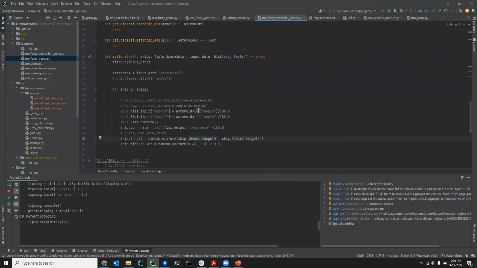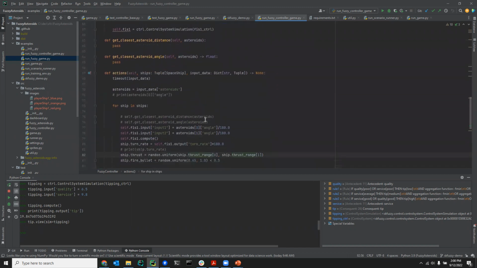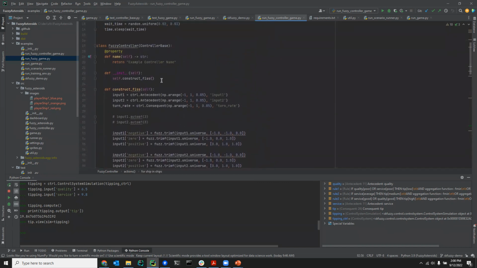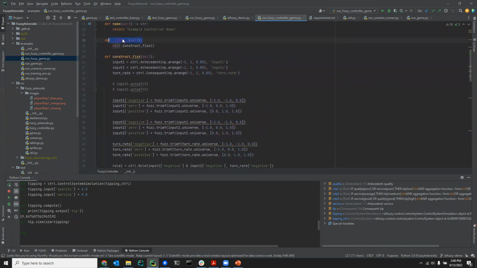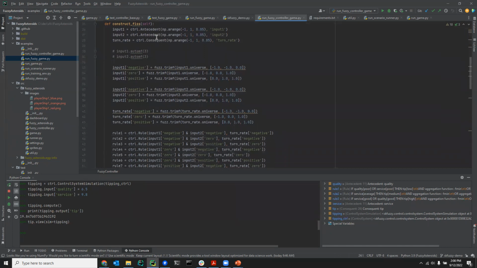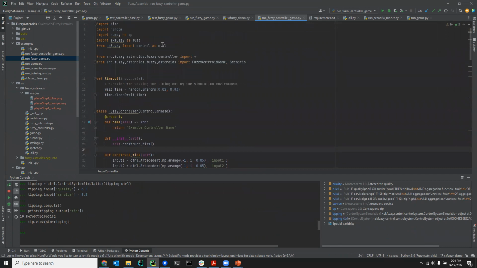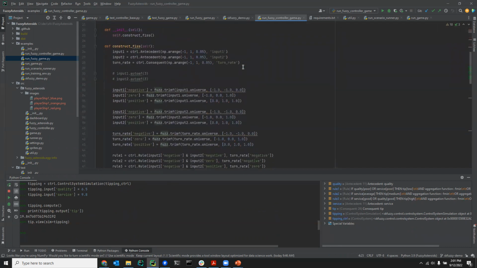Sorry, the actions function. What we're going to do is define a FIS and then use that in some way. We have our initialization of our fuzzy controller class, and we have this function called construct FISes that runs when you initialize. In this construct FISes function, we're going to make a FIS like we just did in skfuzzy.